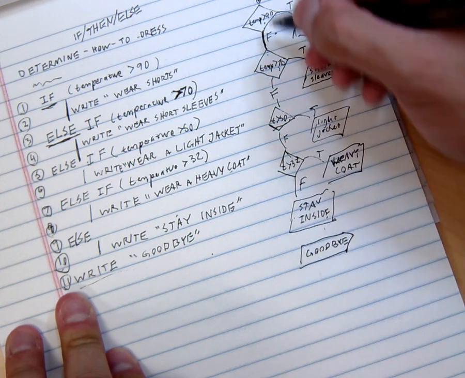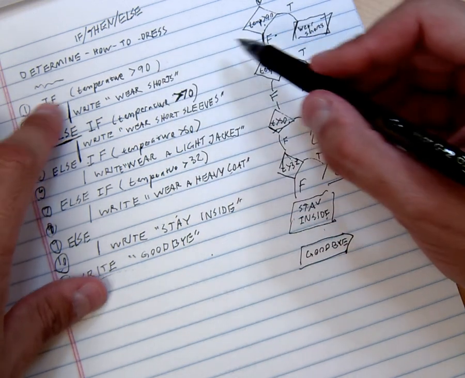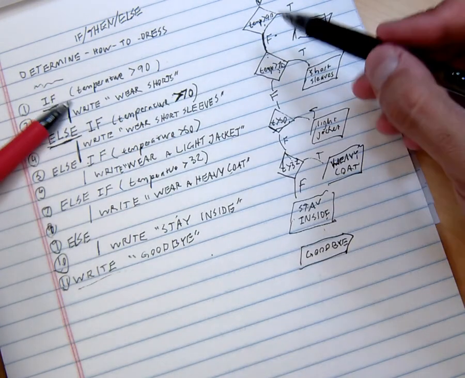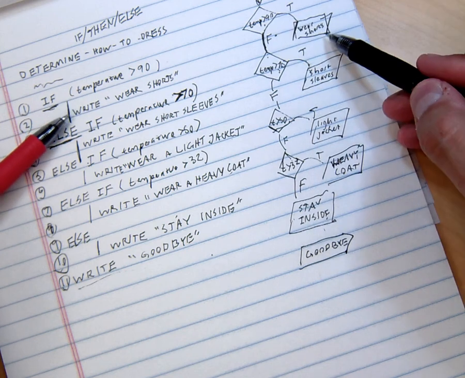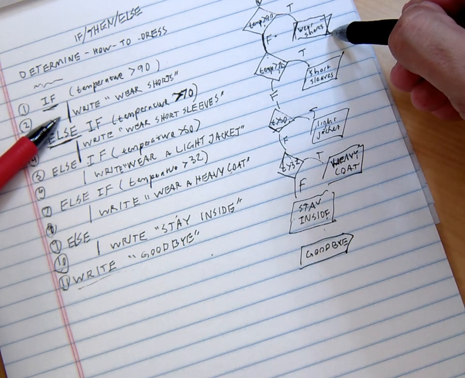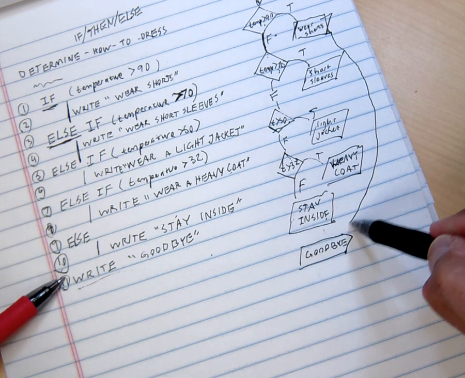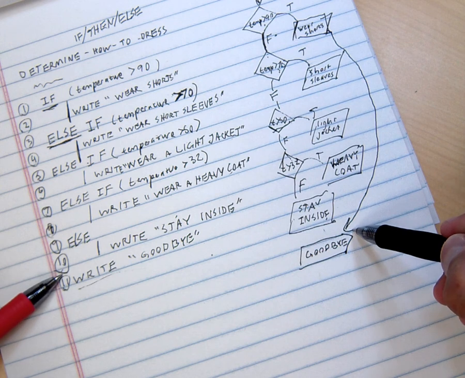So if the temperature is greater than 90, then I'm going to say wear shorts, and the next bit of code that I execute, I'm not going to go down any of those else blocks. The next bit of code that I execute is going to be this one that says write goodbye. And by the way, that was using both hands at once.